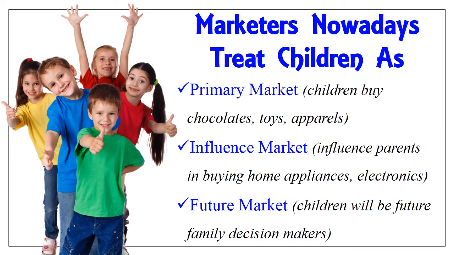The role of children is also changing in family purchase decisions. The younger generation is now better informed, so the marketers are treating children as a primary market, where they have full say in buying chocolates, toys, and apparels. Then, as an influence market, in this case, the children have a say in purchasing electronic items and other home appliances. And finally, the marketers also treat children as a future market, as they will be the main family decision makers in the future.